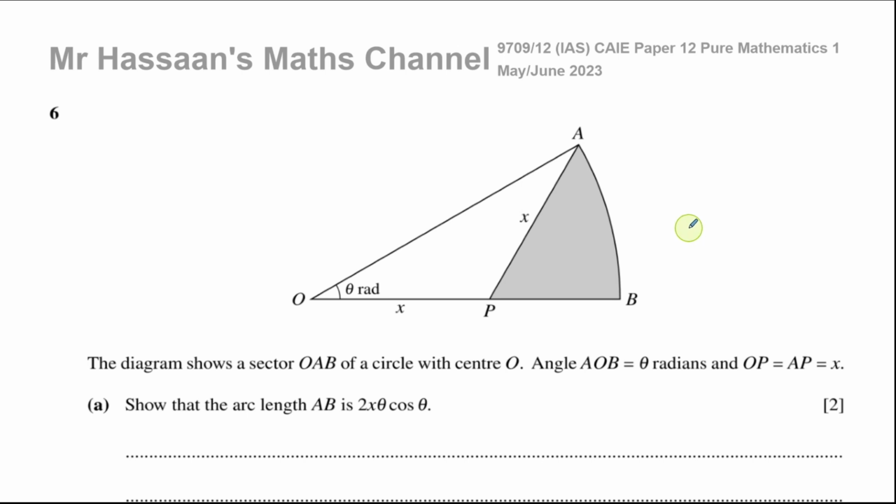This is the Cambridge 9709, paper 1, variant 2, pure mathematics. And here we have a question all about radian measure.